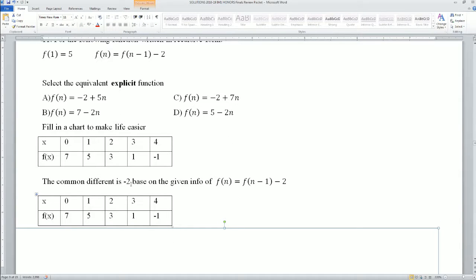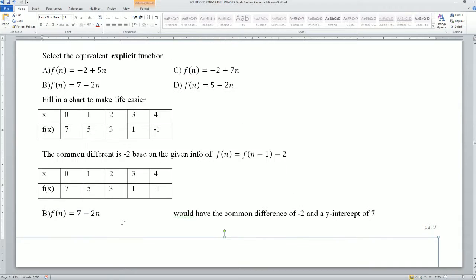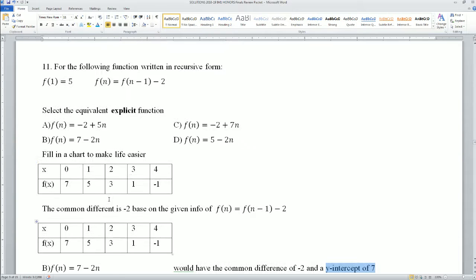So the common difference is negative 2 based on the given information here. So I would say B, because this would have the common difference of negative 2 and the y-intercept of 7. So it should be B right there.